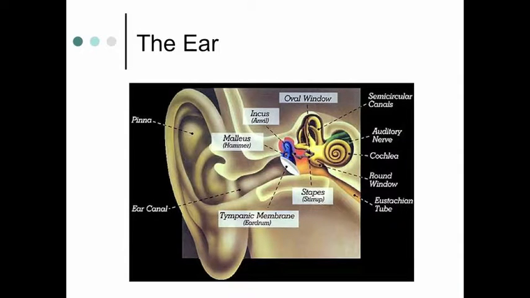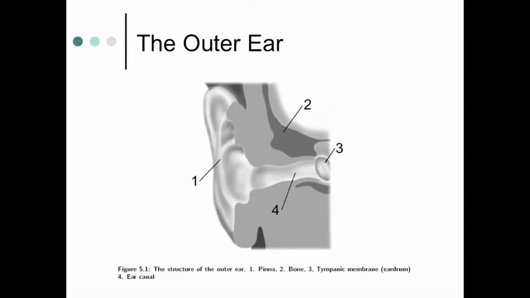Okay, so let's go back to the first part of the ear again. The outer ear. Now these ridges in your ear actually play a function. So you've got the outer ear with these ridges. You've got the ear canal, which is number 4 here. And number 3 is your tympanic membrane or your eardrum. So that is all considered outer ear.